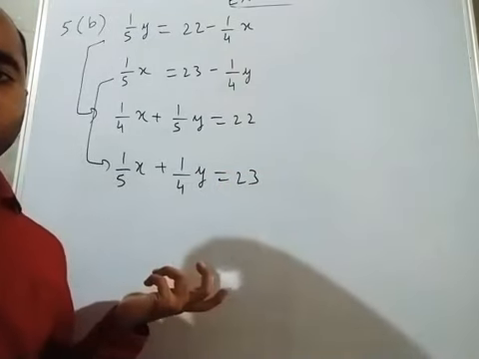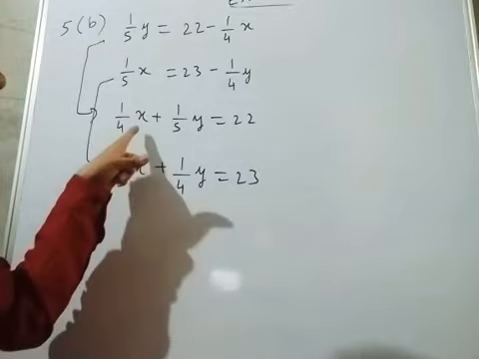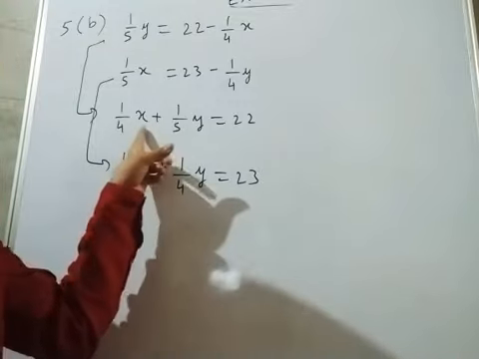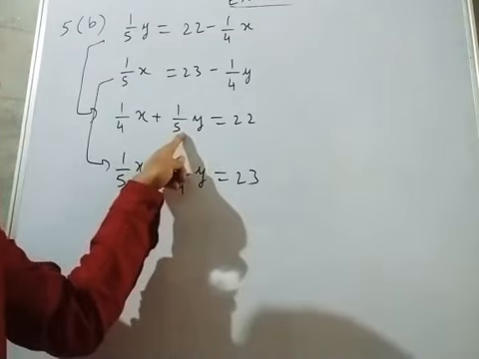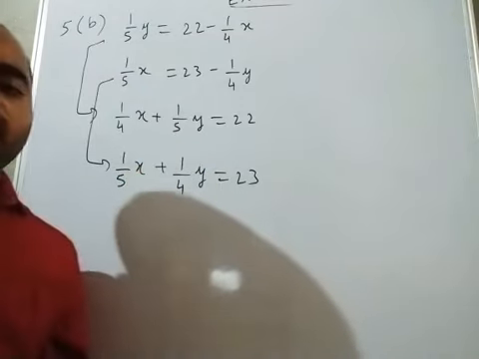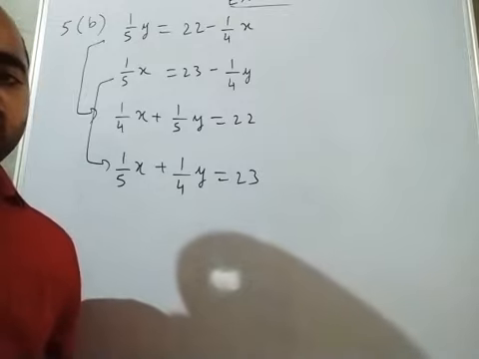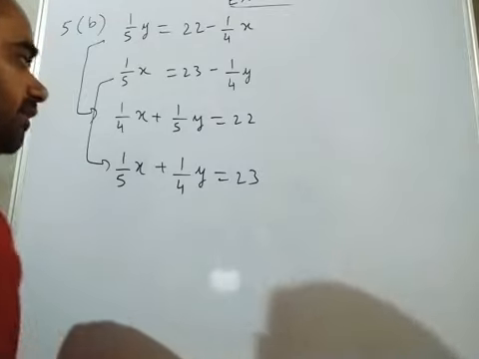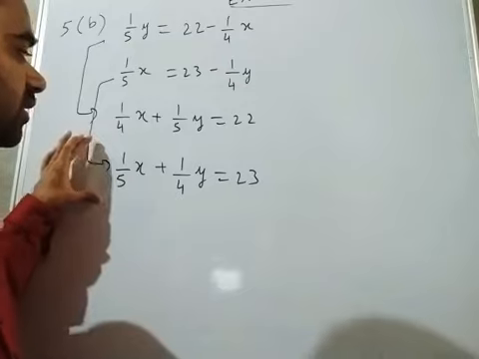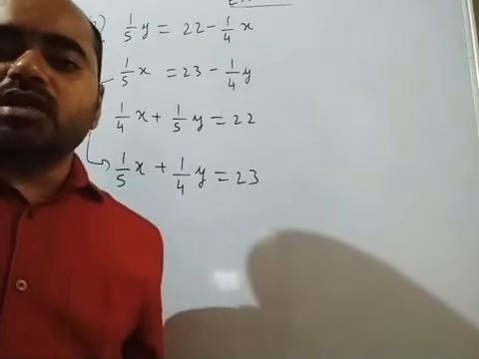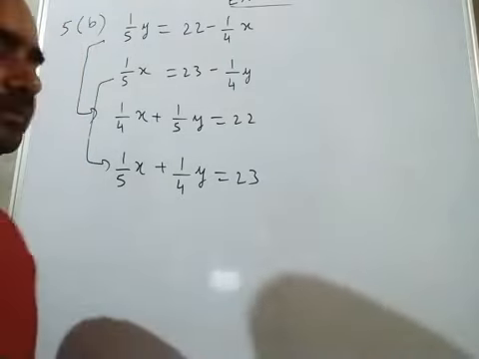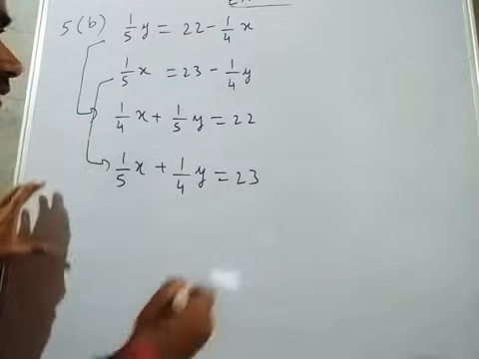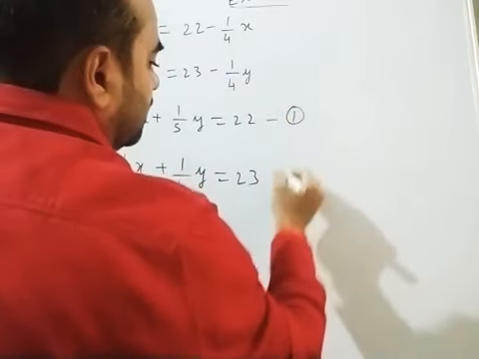Another method also. Now again you can see the coefficients are interchanged. Here 1 upon 4x, but here 1 upon 4y. Here 1 upon 5y, but here 1 upon 5x. Just now we have done the same question. It means first we have to add both the equations, and then we have to subtract both the equations. Clear? Understood?